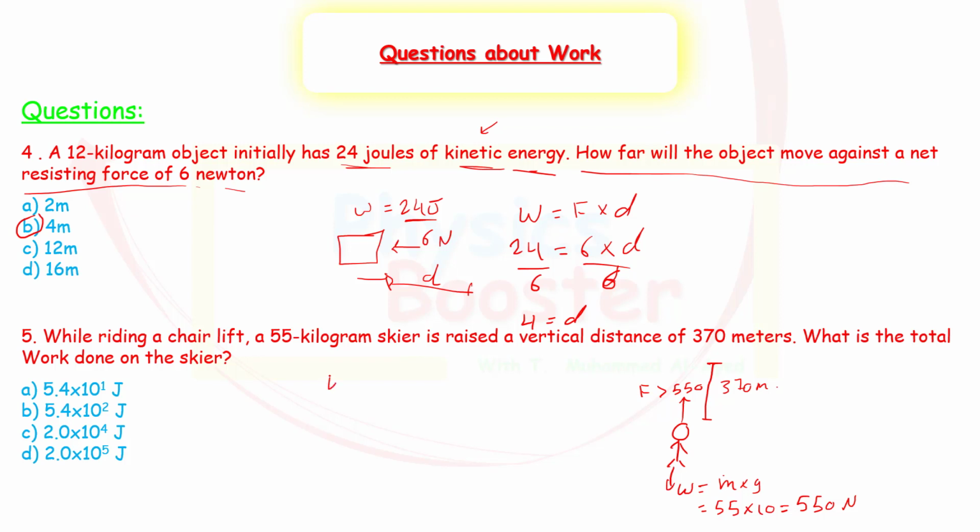So we can say that work is equal to the force multiplied by distance. The force is equal to 550 multiplied by the distance the man was raised, which is 370. The answer in this case will be 2 multiplied by 10 to the power 5. Okay? Now, things will get a lot more clear when we introduce other types of energy, so stay tuned for the next videos for everything to be under control.